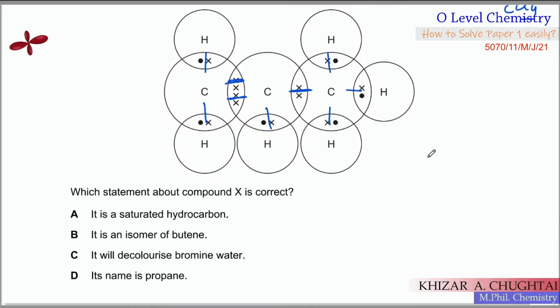It is a saturated hydrocarbon. No, it has a double bond, so it's not saturated. It is an isomer of butene. No, it's not an isomer, because it has only 3 carbons, and butene must have 4 carbons. It will decolorize bromine water. Yes, it will decolorize because it has a carbon-carbon double bond over here. So C is the correct option.